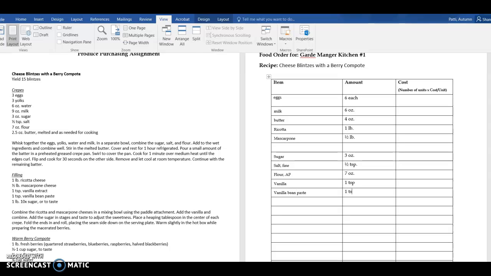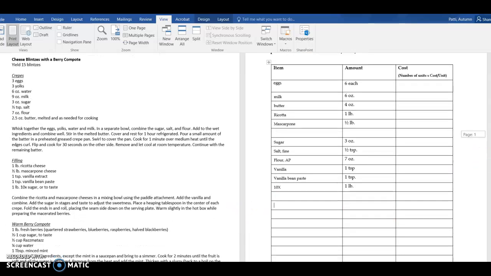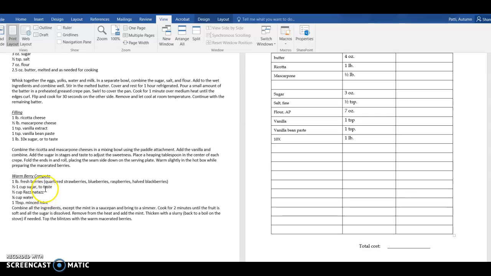And again, the 1 teaspoon. 10x sugar comes next. And that's 1 pound, or to taste, but 1 pound hopefully will cover us there. Scrolling down, we see our next component is the warm berry compote.